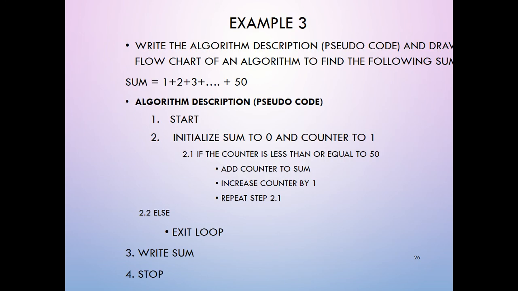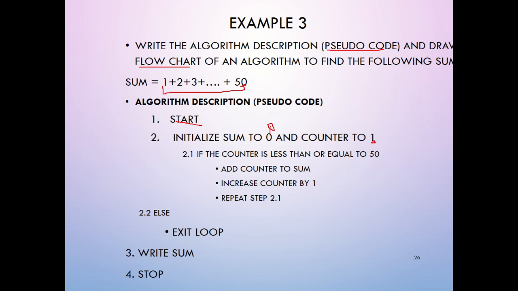And this is a stop. And the next one is example 3: write the algorithm description or pseudocode and draw a flowchart, both. So you should first understand what the problem is, then write the pseudocode, then you can easily draw your flowchart diagram. For example, to add from 1 up to 50, the natural numbers 1, 2, 3, 4, up to 50. Start, initialize sum to 0 and counter to 1. Sum should first of all be assigned 0 and the counter starts from 1.